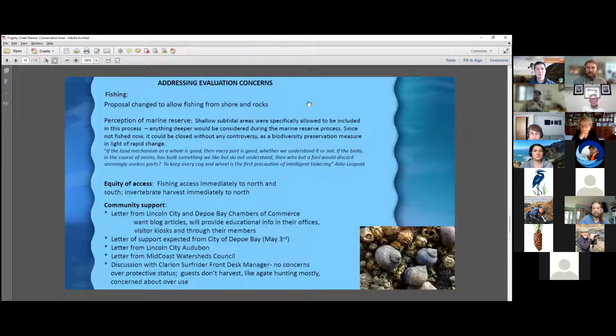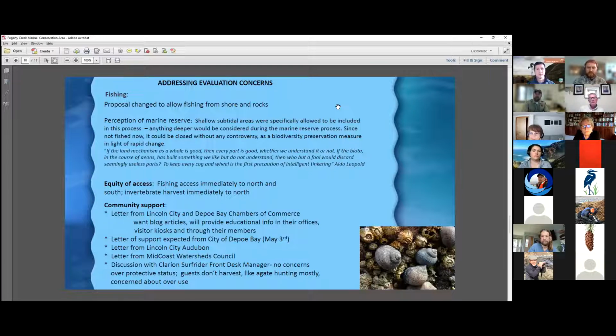There was a concern that this would create a perception of a marine reserve. And I just want to push back on that a little bit, I guess. These are very shallow subtidal areas, and these were specifically allowed to be included in this process, the Rocky Shores process. Anything deeper would be considered during the marine reserve process. Since this really shallow intertidal area is not fished now, it could be closed without any controversy as a biodiversity preservation measure in light of rapid change.